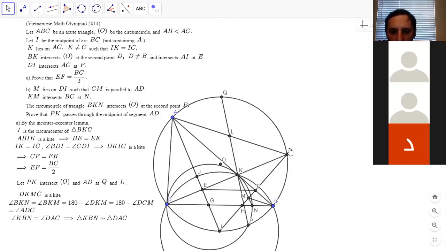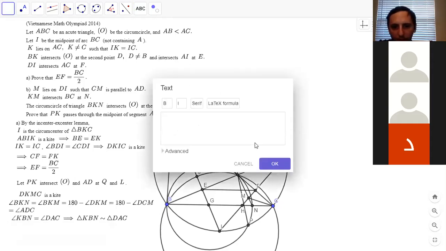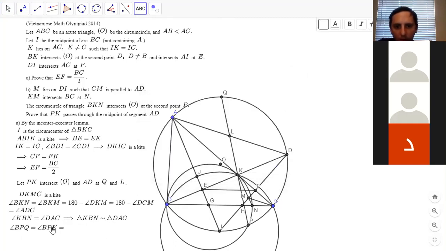And BPK is similar to BNK, or it's equal to BNK. So arc BQ is equal to arc AD. That's right. So angle BPQ equals angle BPK. BPQ is BPK is BNK is ACD.